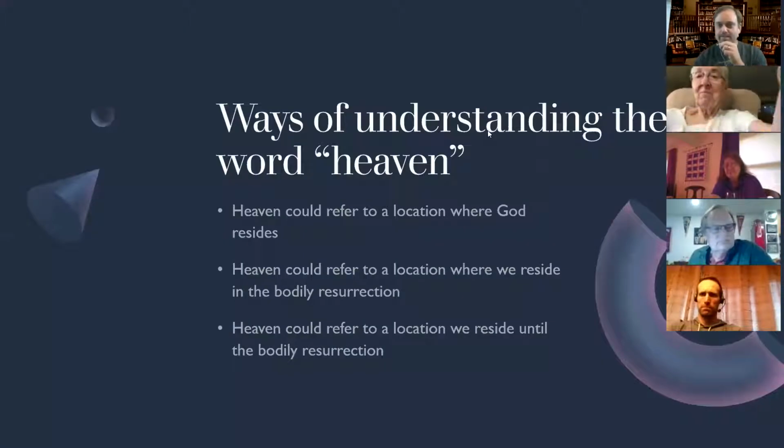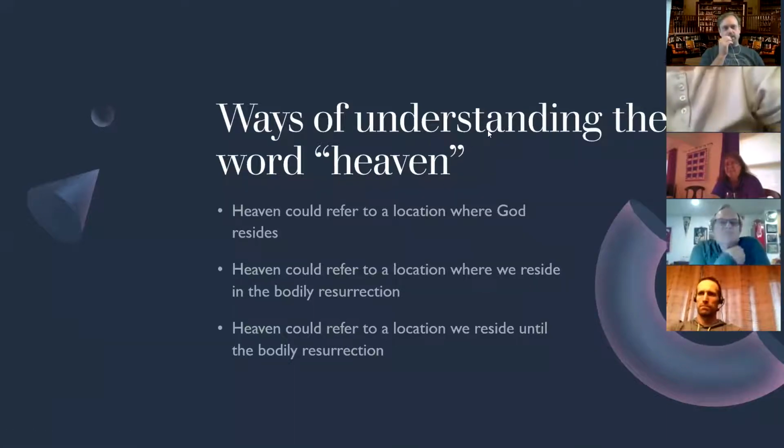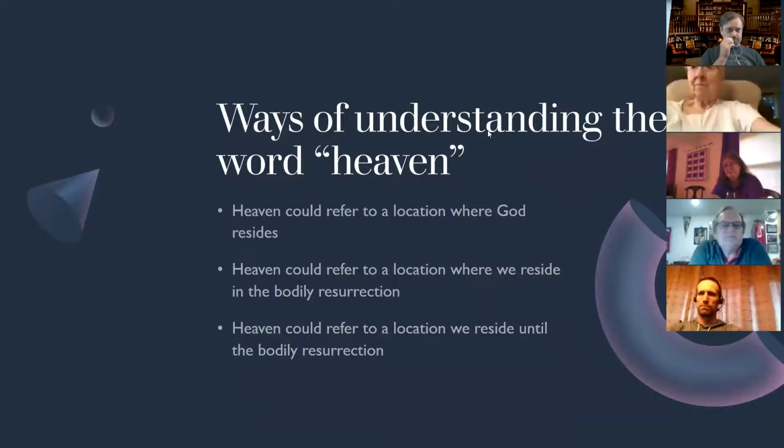The ways of understanding the word heaven. So heaven could refer to a location where God resides, right? So like right now, if I was to ask most people, where is God? You'd either say God is everywhere, or God is in heaven, or God is in heaven and everywhere else too, right? That fair?